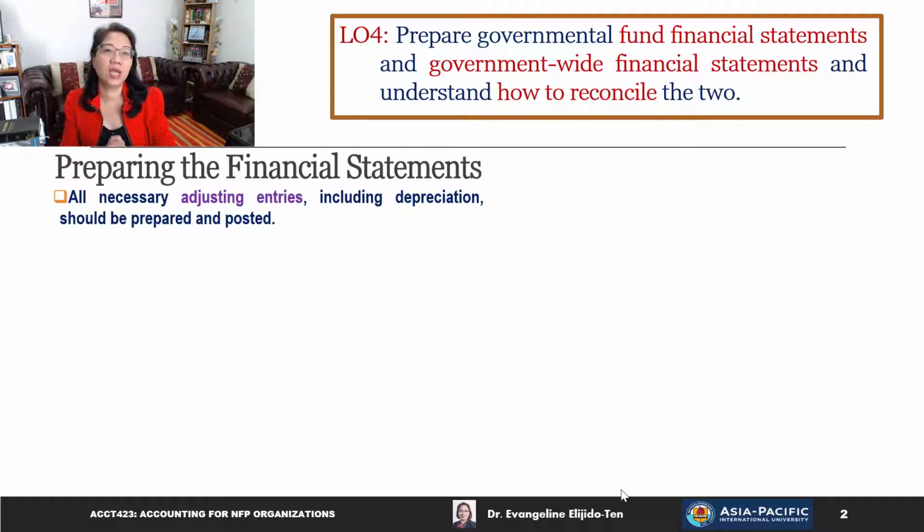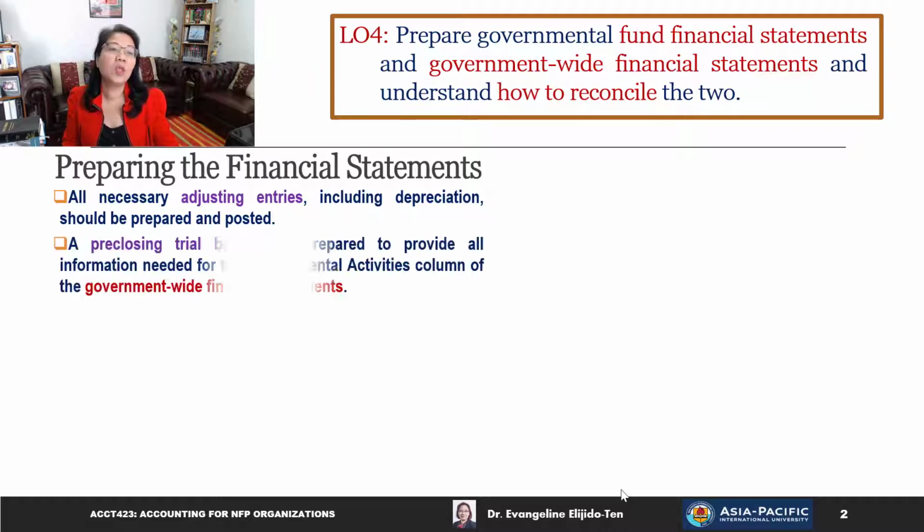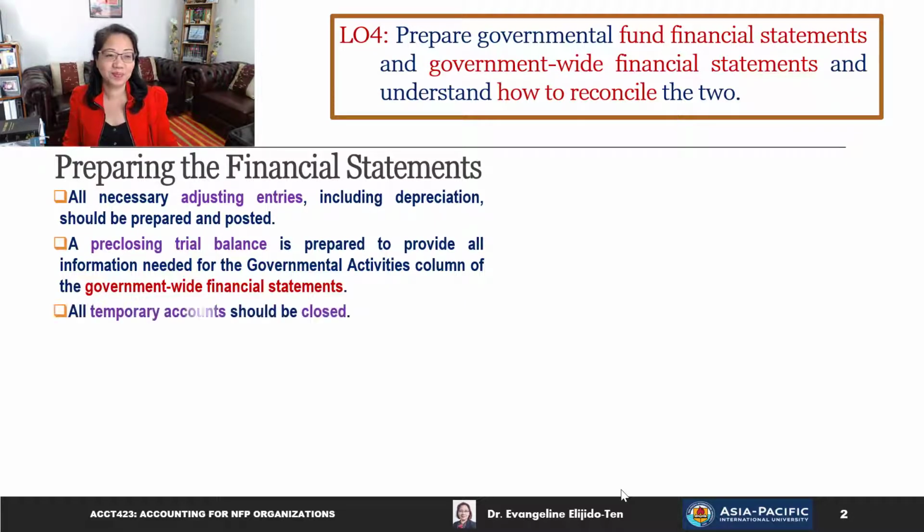All necessary adjusting entries, particularly including depreciation, should be prepared and posted first. Then we will prepare a pre-closing trial balance to provide all the information that is needed for the governmental activities column of the government-wide financial statements.